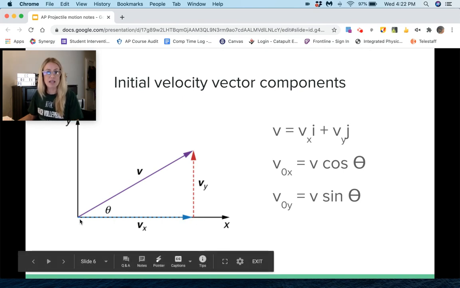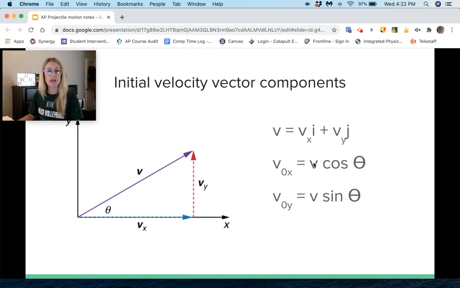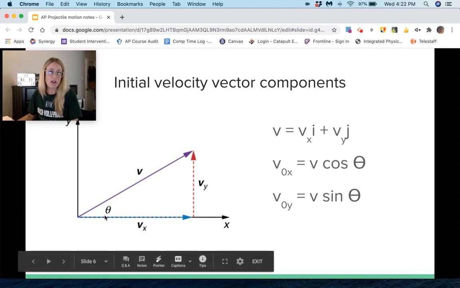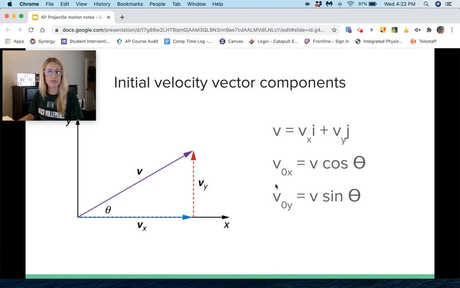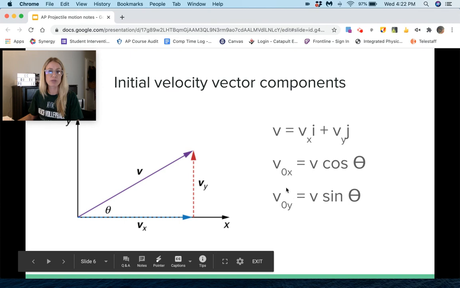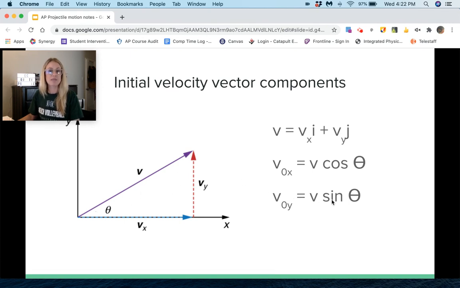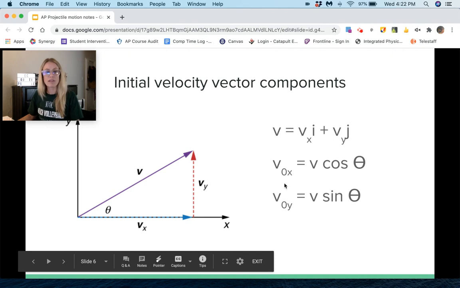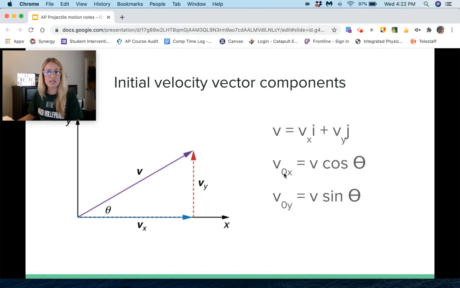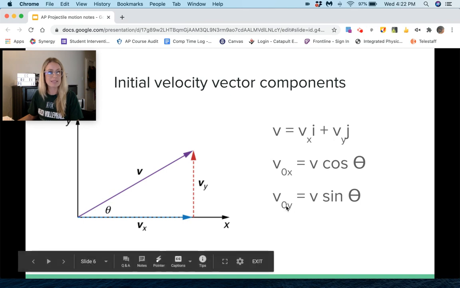So we know that this velocity in the x direction right here, that is the adjacent side to the angle. So we'll use cosine. So we can see that the initial velocity in the x direction is equal to the velocity, whatever that launch velocity, times the cosine of the angle. And then in the y direction, we can see that this is opposite that angle. So the sine of the angle will be the v initial y over v. So the initial velocity in the y direction will be equal to that launch velocity v times the sine of the angle. Remember this naught right here, v sub naught x, v sub naught y, that means initial.